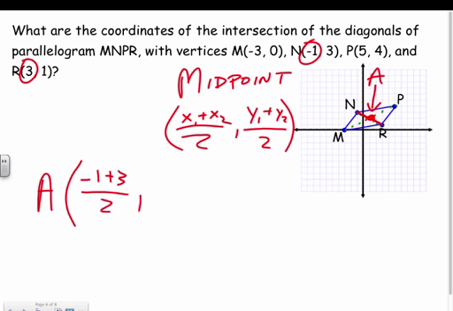Then I add the y's. So in this case, 3 plus 1, divided by 2. And that should be my point, the midpoint for the midpoint.